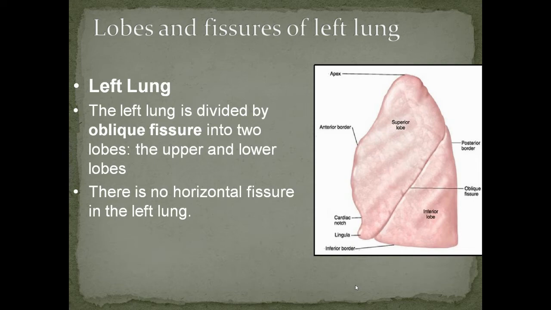Now we will see the lobes and fissure of the left lung. The left lung is divided by the oblique fissure into two lobes, the upper and lower lobes, and there is no horizontal fissure in the left lung.